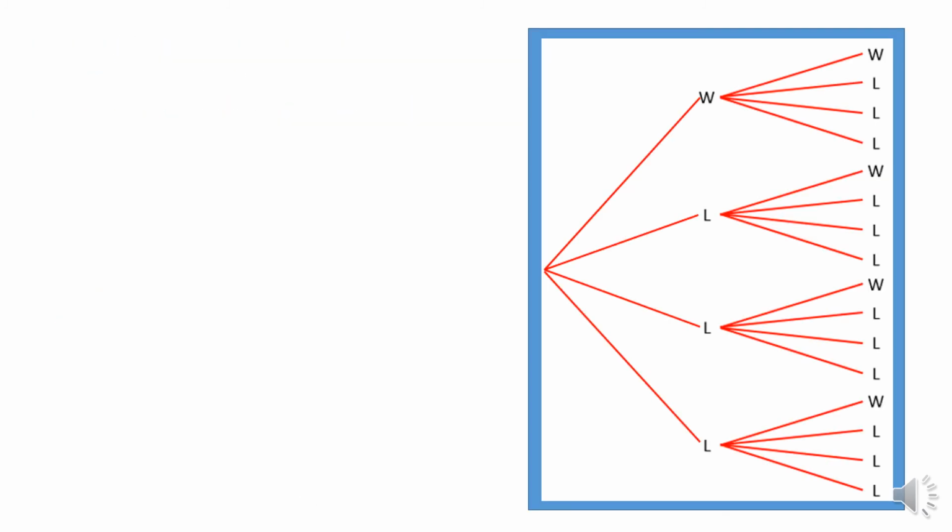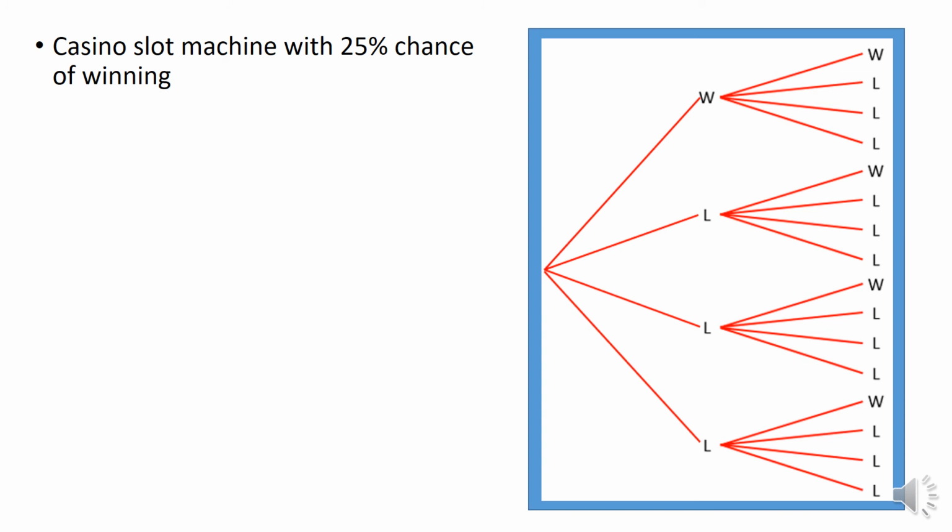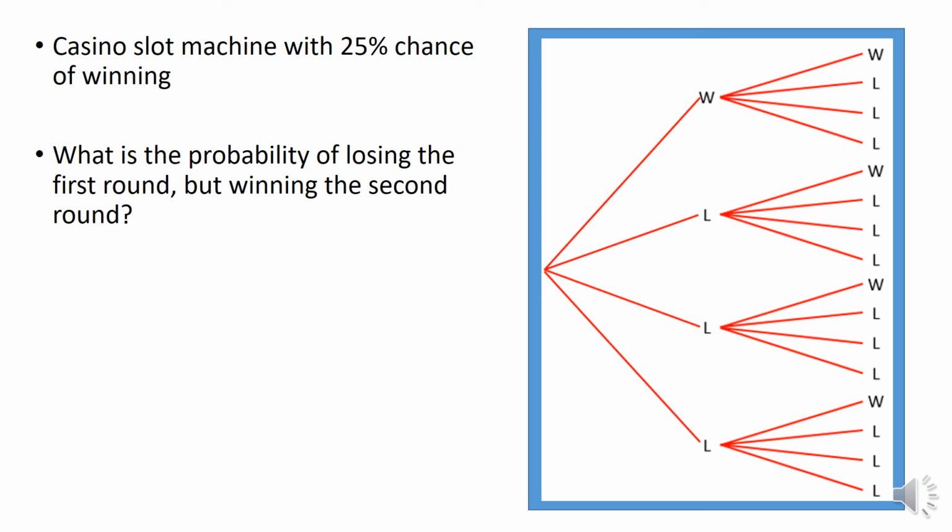Okay, so we're still dealing with a casino slot machine with a 25% chance of winning. We want to know the probability of losing the first round but winning the second round. There are 2 different ways that we can calculate this. One is basically using our calculator and dealing with the numeric probabilities. What's the probability of losing the first round? You have a 75% chance of losing, so that's 0.75. What's the probability of winning the second round? You have a 25% chance of winning, so that's 0.25. Then we just multiply these together to get 0.1875.